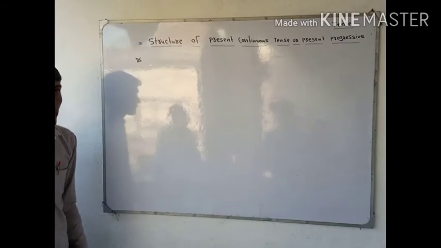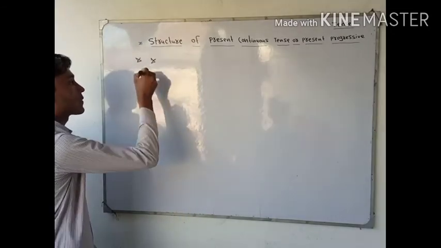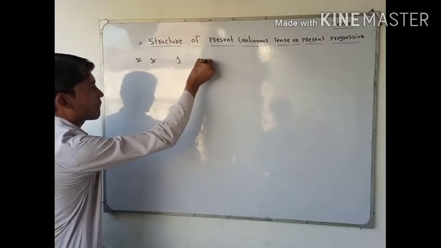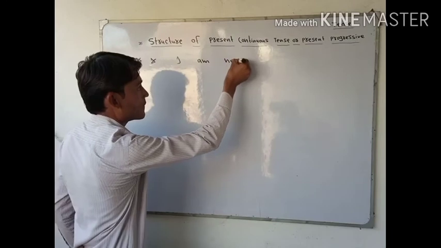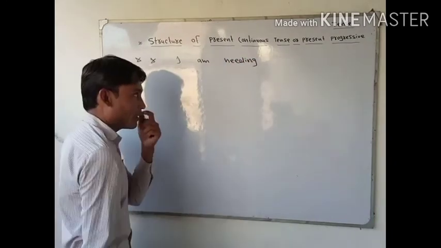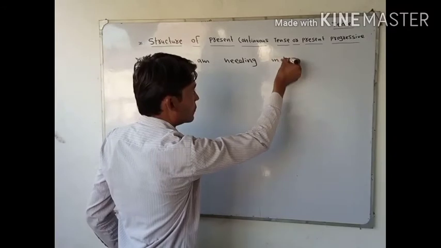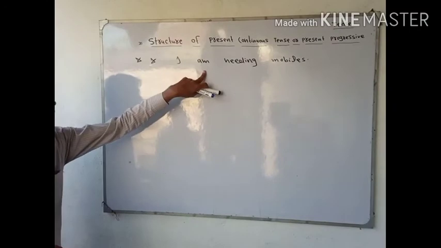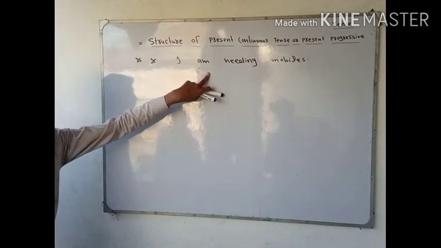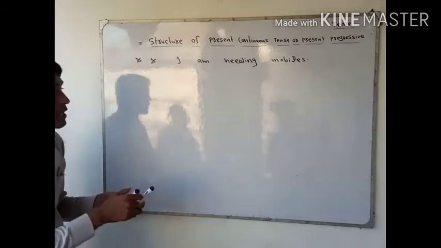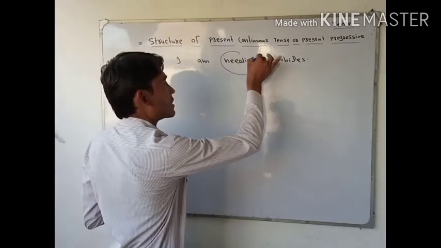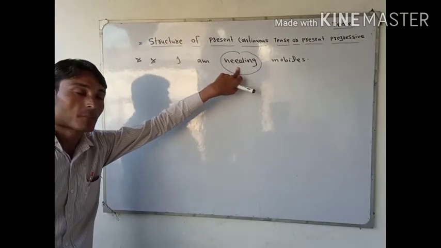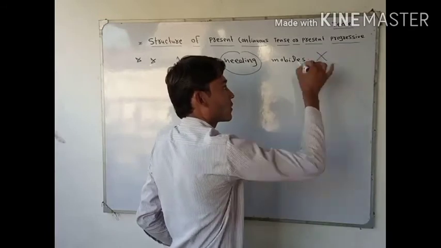Let's give one more example. According to the present continuous tense, if I say, I am needing mobiles, according to the formula or structure, it is correct. But according to the verb, it is wrong, because this verb is called a stative verb, and stative verbs cannot be used in the present continuous tense. So it is totally wrong.